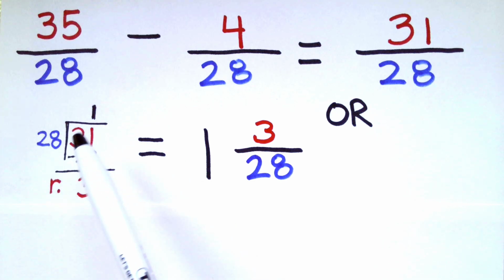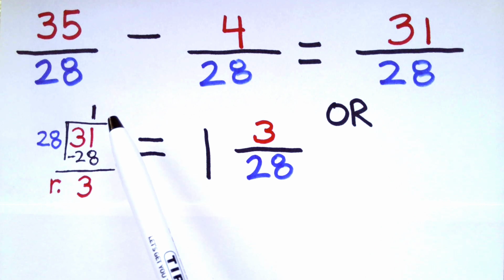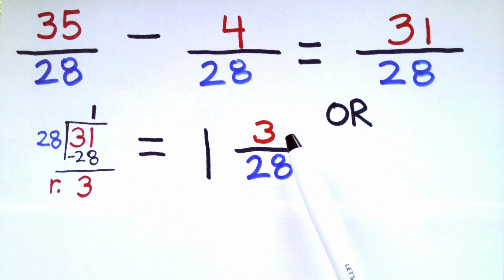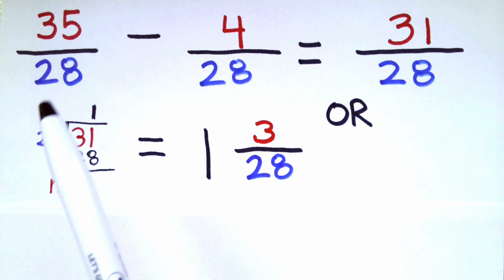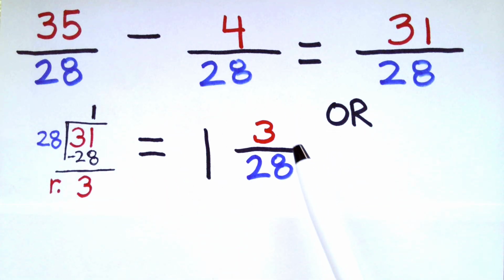So I'll try 1. 28 times 1 is 28. 28 is less than 31, so I can subtract 28 from 31. 31 minus 28 is 3, so I have my remainder of 3. The whole number over the division bar is our whole number 1. Our remainder goes on the top part of our fraction, or the numerator, 3. And 28, our denominator, stays 28 throughout the problem. So 31/28, an improper fraction, is 1 and 3/28, a mixed number.